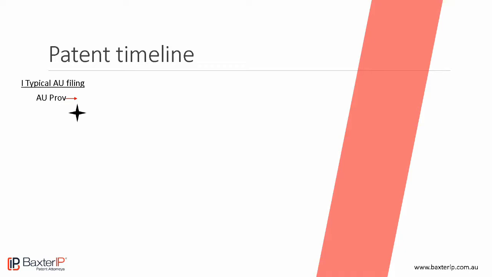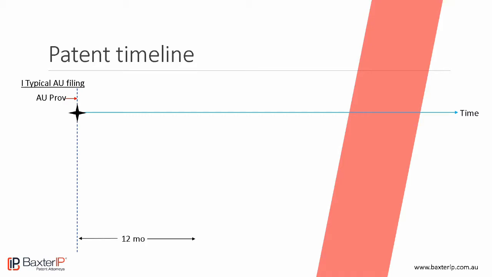Now, when we get that initial filing date for your Australian provisional patent application, that essentially starts a timeline running. And from that earliest filing date, you have 12 months before which you have to complete your patent application. One of the ways that you can complete your application would be, for example, by filing an Australian standard patent application. When you file an Australian standard application, that starts an examination process.